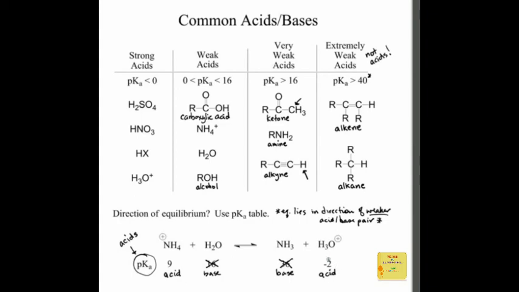But we see here that a pKa of -2 means that this is the stronger acid. A pKa of 9 means this is the weaker acid. And so where does our equilibrium direction lie? It lies to the left. You could say that the reverse reaction is favored, or that the reaction lies to the left.